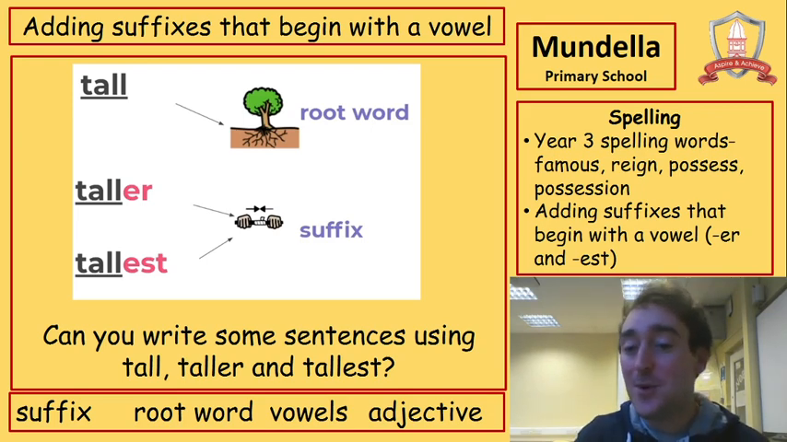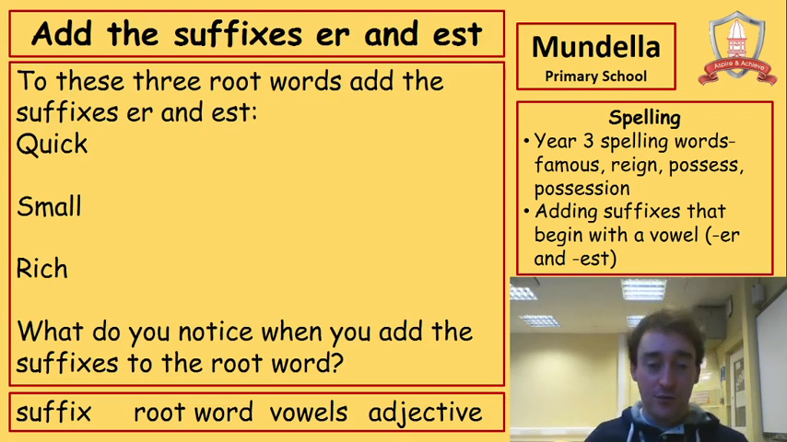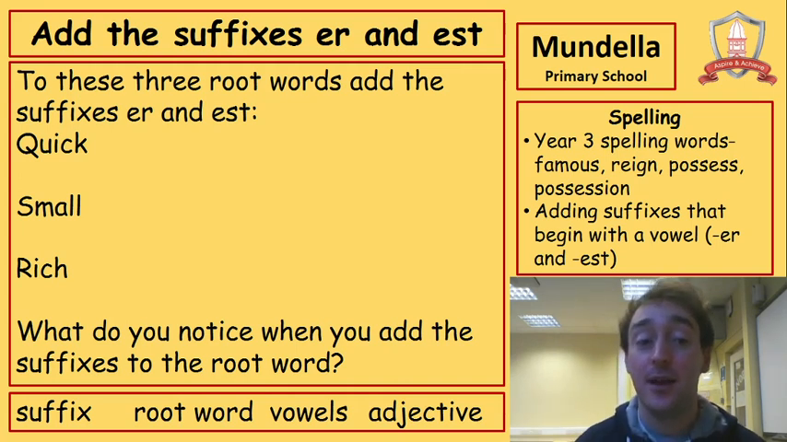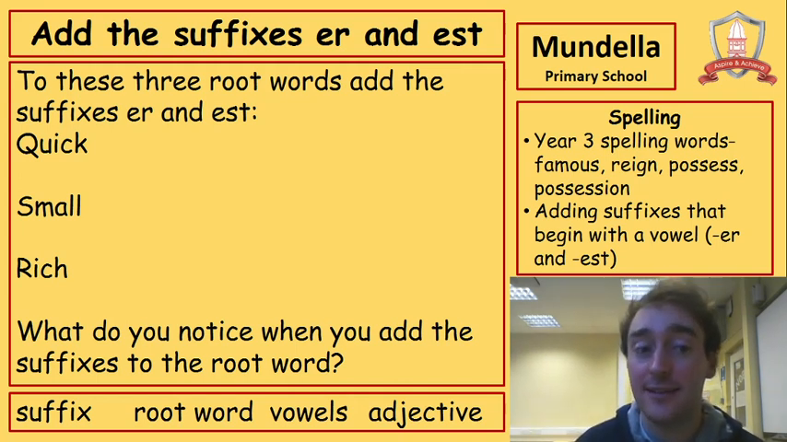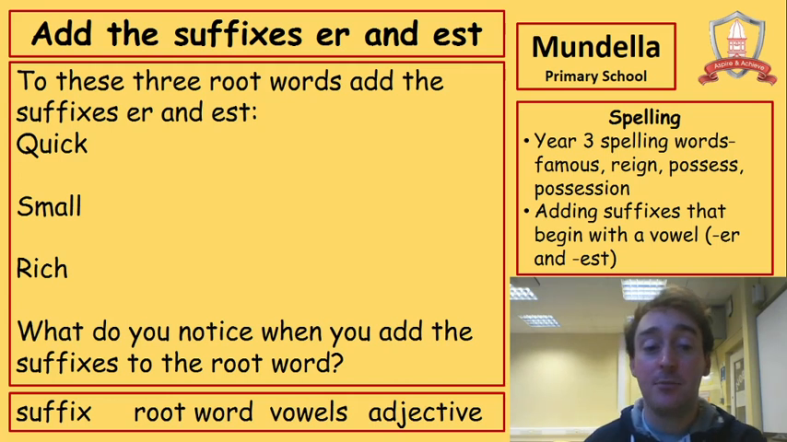3, 2, 1, let's move on. Okay, we've got 3 more root words here, and I want you to add er as well as est. So with quick, I want you to make it quicker, and then also make it quickest, okay? And then I want you to do it to the other 2 words as well, small and rich, and write those down in your book.